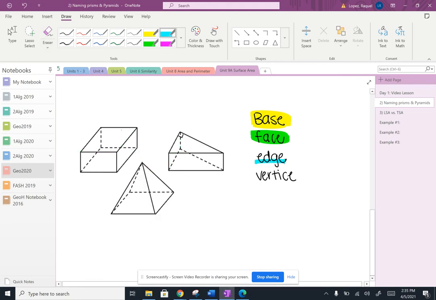And let's do edges. So edges are just the lines where a face and a base meet, or a face and another face. So here's an edge, here's another edge, here's another edge, and so on and so forth. A vertex is where 3 or more edges meet. So let's do vertices. So like here's a vertex, here's another vertex, here's another one and another one. It's the corners, vertex, vertex. And here are some vertices on the other figures. Okay. In the next video, we'll go over some examples for finding lateral surface area and total surface area.